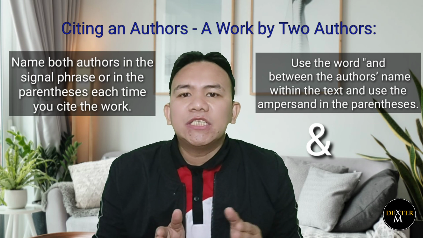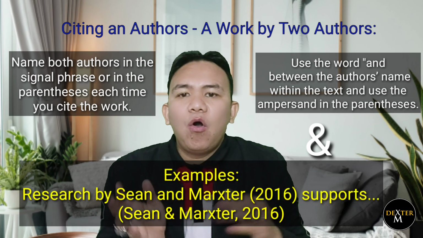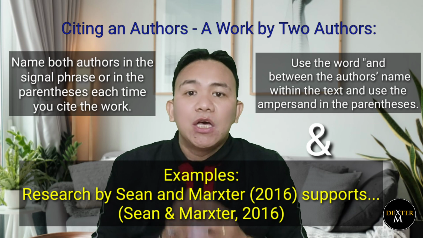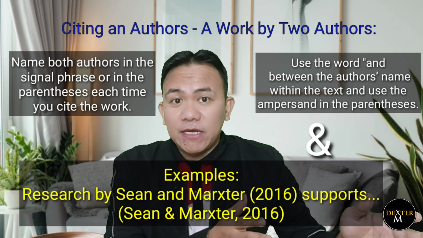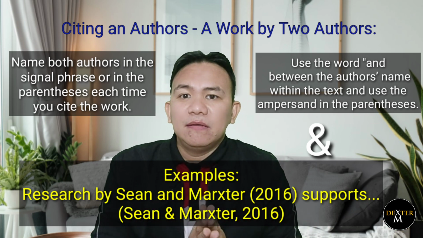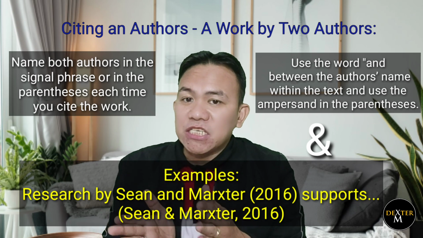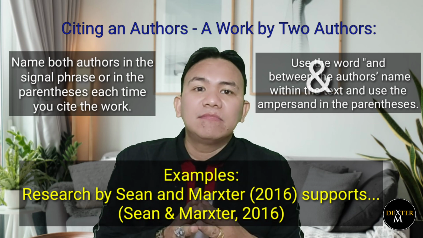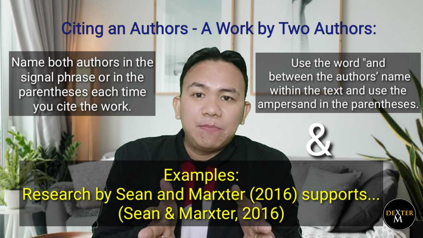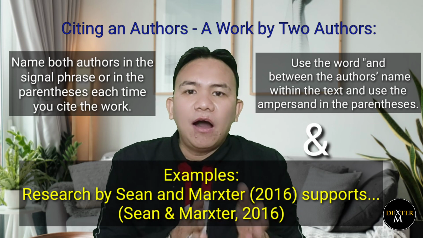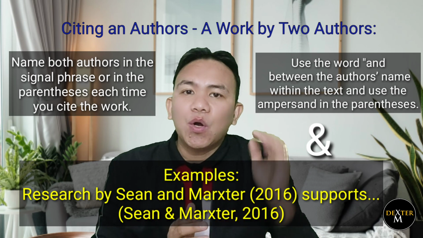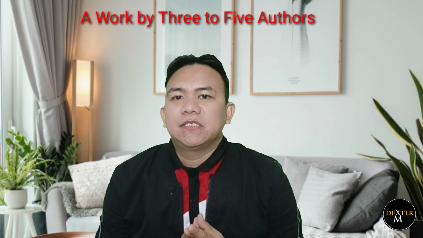This is the symbol for "and." Examples: Research by Sean and Markster (2016) supports, followed by the content, and (Sean & Markster, 2016). Now, how about the work by 3 to 5 authors? How are we going to cite them?